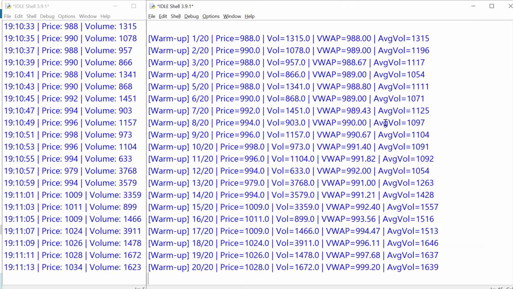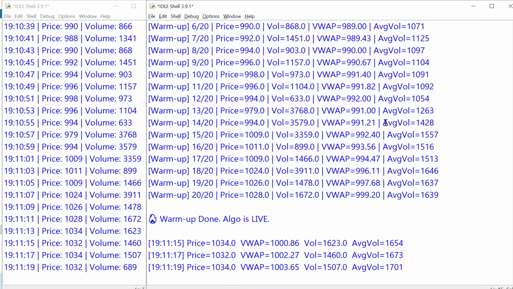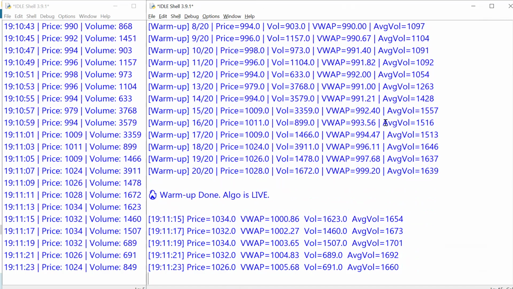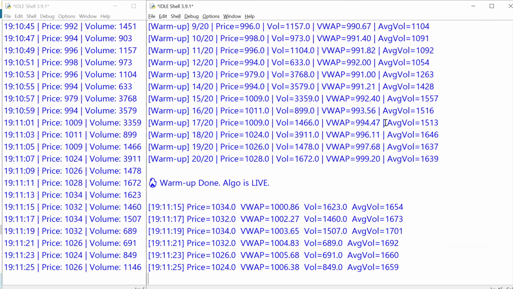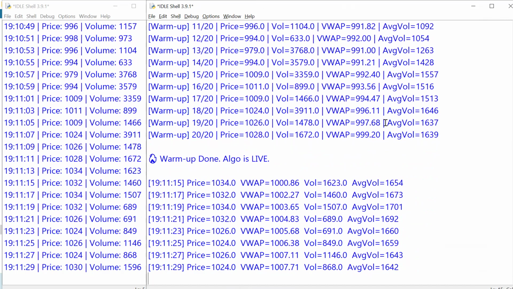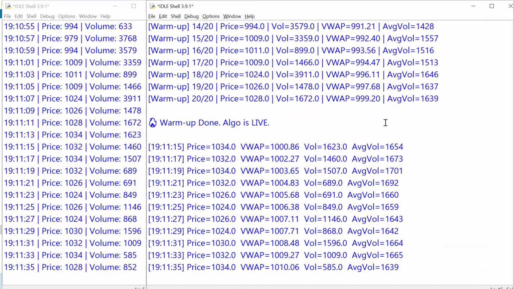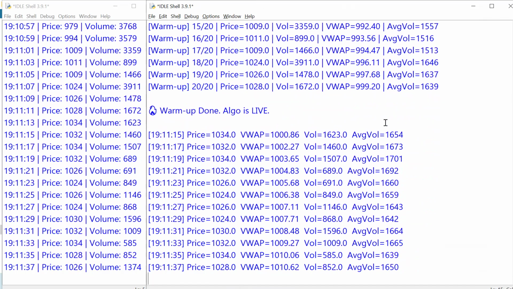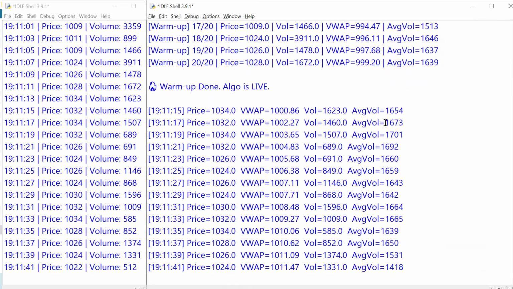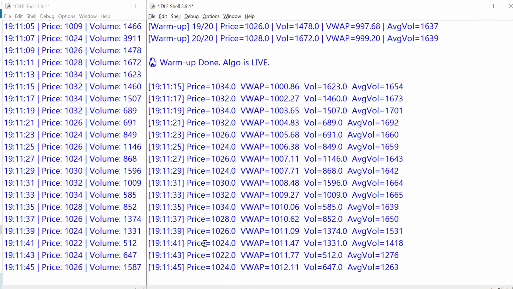You can check after 20, it is going to tell us, okay, now the live algo has started. The VWAP is 1004 and the average volume is 1660. It's not trading at all because the volume should be greater than the average volume. The volume should be greater than the average volume, then only it is going to trade. The volume is very low. You can check out the average volume is this.